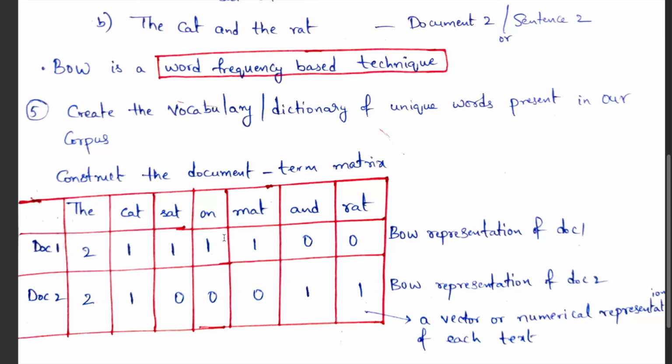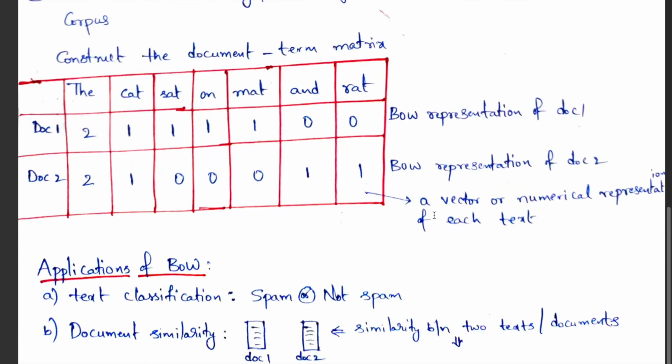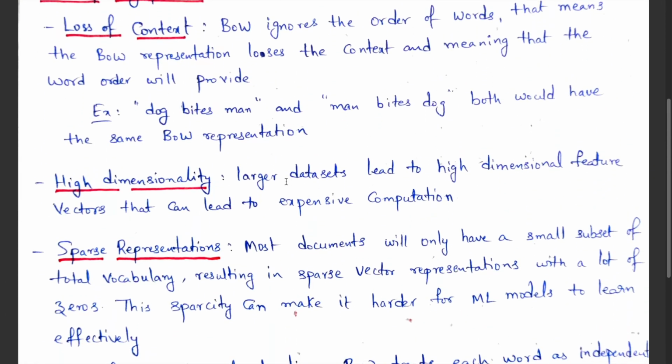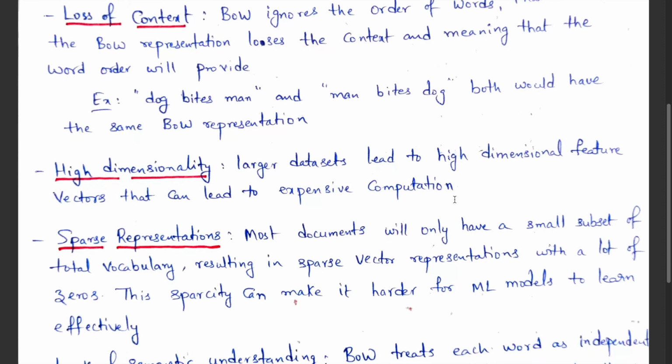So if you have a very huge corpus with lots of documents, there would be a lot of words, right? In that case the representation of each document would be very large. Because of that it would be very difficult for the machine learning models to do the computation, because a lot of computation is required to store the vector representation of each document and also do some computation.